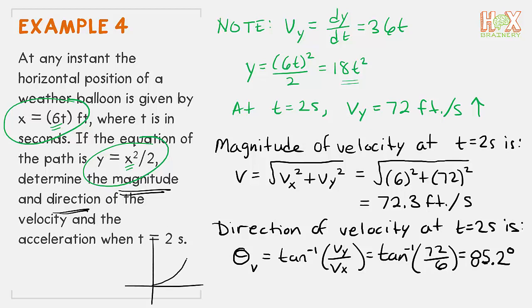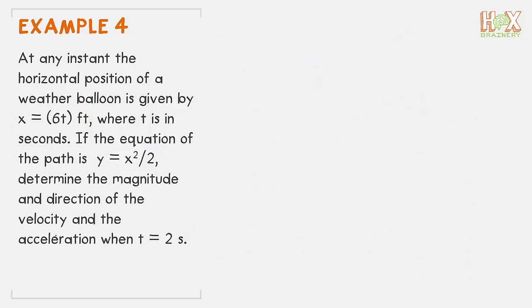So basically this is your path, that's the weather balloon. That's the velocity at 2 seconds, and this here is the angle. All right, so we found the magnitude and the direction of the velocity, and now we have to do that for the acceleration. So we're going to go ahead and do the acceleration.